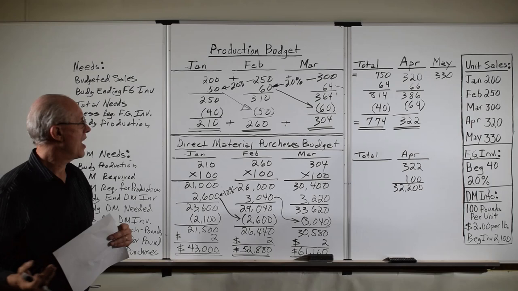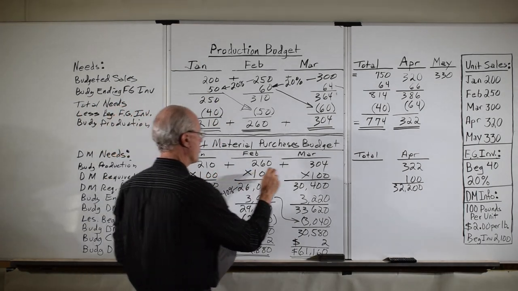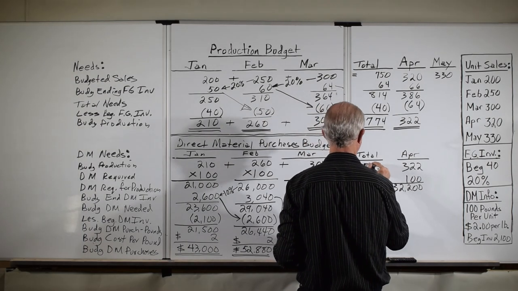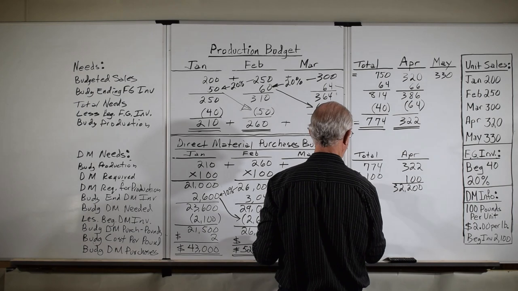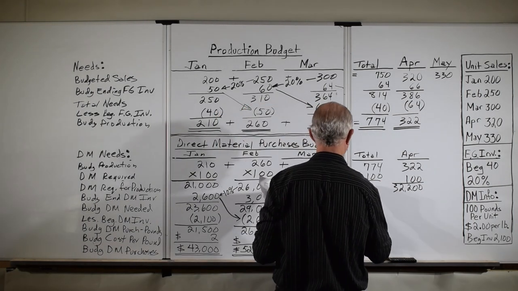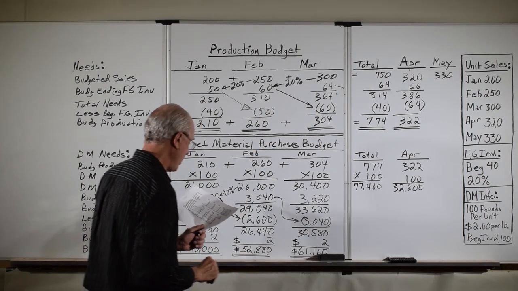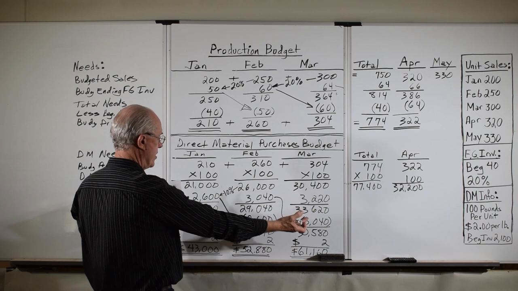Now let's do the total column for the direct material budget. We add the budgeted production row across to get 774 times the 100 pounds per unit, which would give us a total of 77,400 pounds required for production. Our ending inventory would be the ending inventory for the entire period.